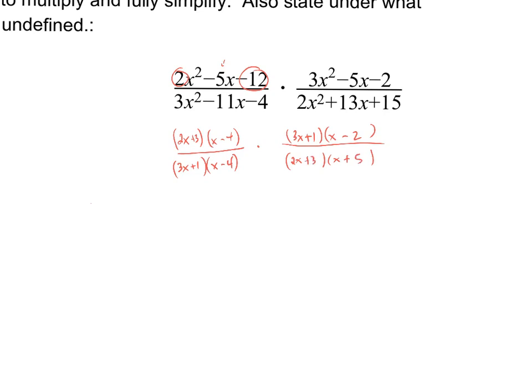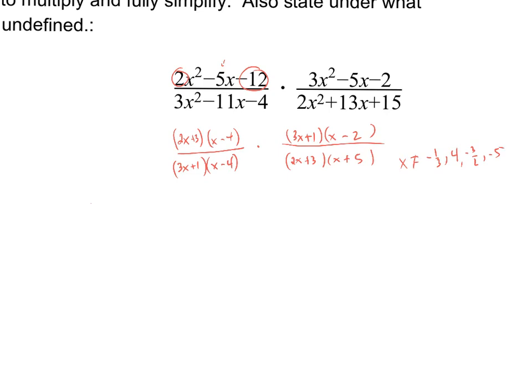Now, the numbers that x can't equal, remember we always do it at this step. x can't be negative 1/3 because of the 3x plus 1. It can't be 4 because of the x minus 4. It can't be negative 3/2 because of the 2x plus 3, and it can't be negative 5.